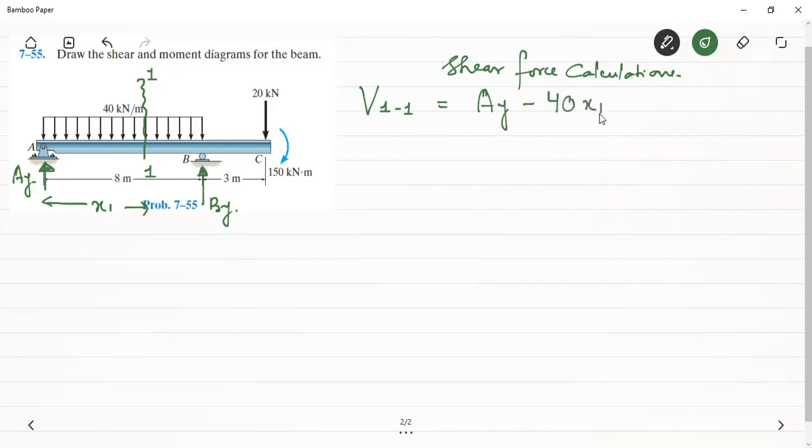All the loads which are upwards when we are taking the left hand side of the section have to be taken as positive, while the downward loads have to be taken as negative. This gives us the relation for the shear force, and this will help us to calculate the shear force at all the points between A and B. For calculating the shear force at A, x1 has to be substituted as 0. This will be equal to AY, the reaction which we had calculated, that is 133.75 kilonewton.